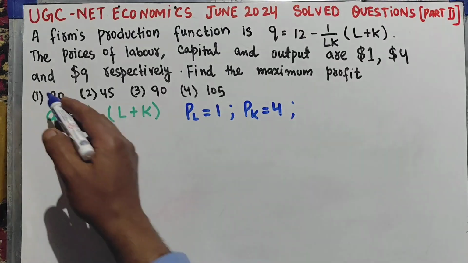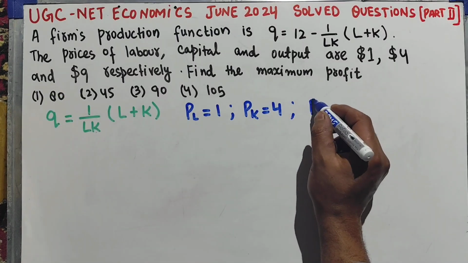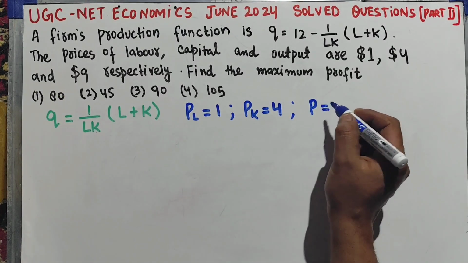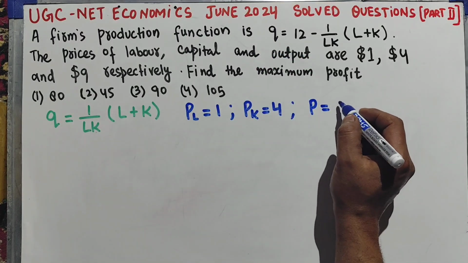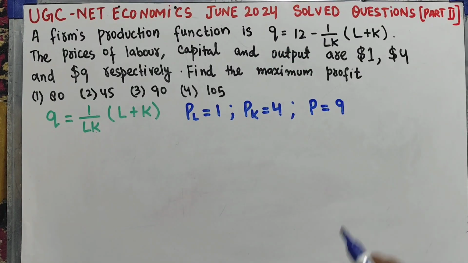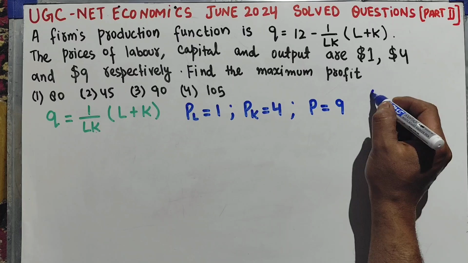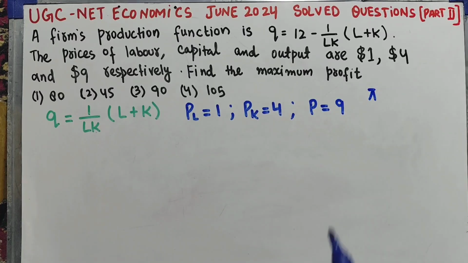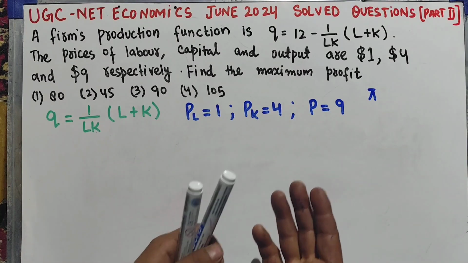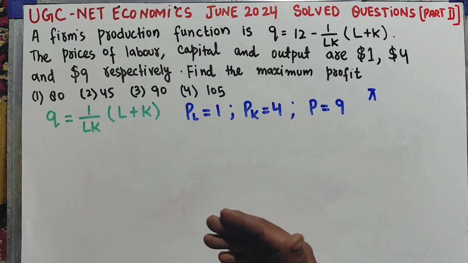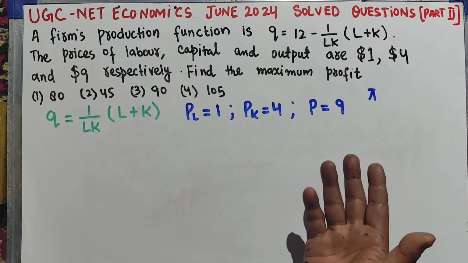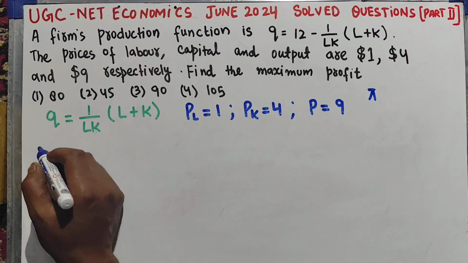And price of output, let's denote it by only P, that is P is the price of the output, that is the price of Q, which is given as $9. We are supposed to find out the maximum profit. Okay, so first thing will be, we will form the profit equation. What is the profit function of a firm?